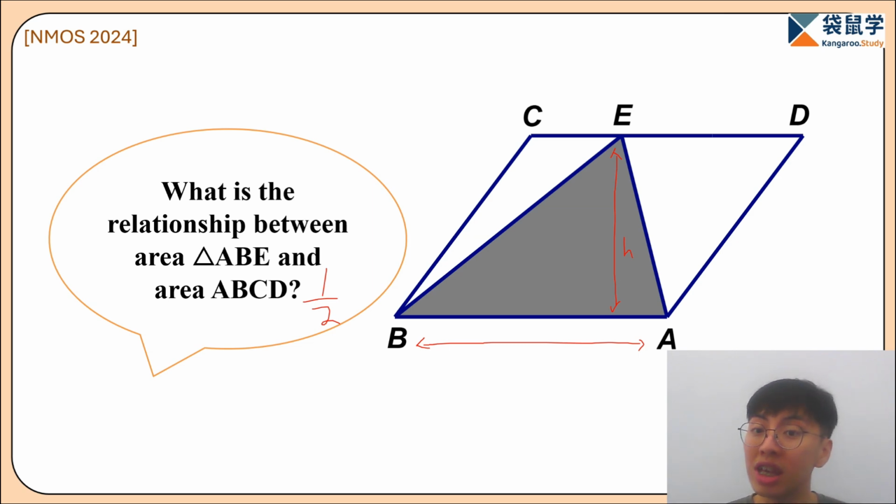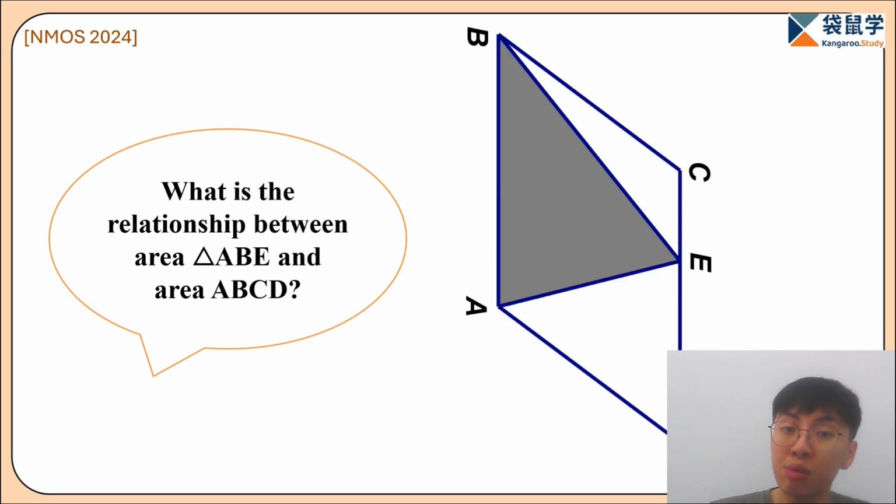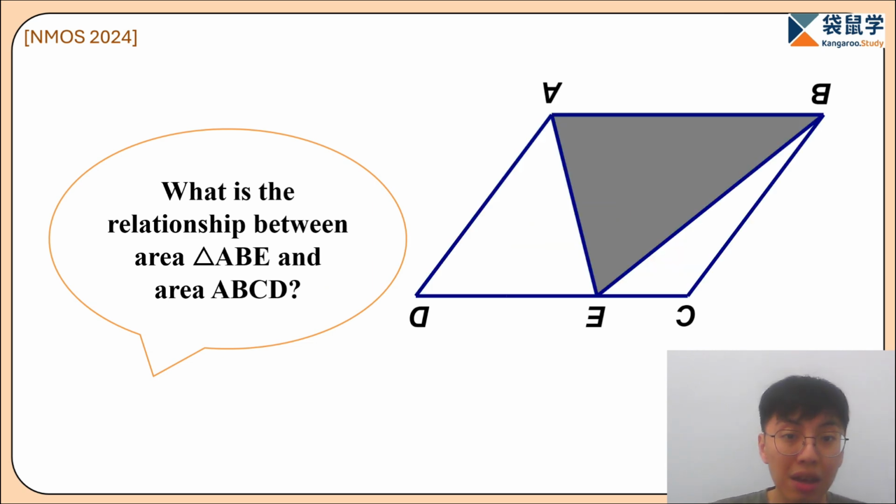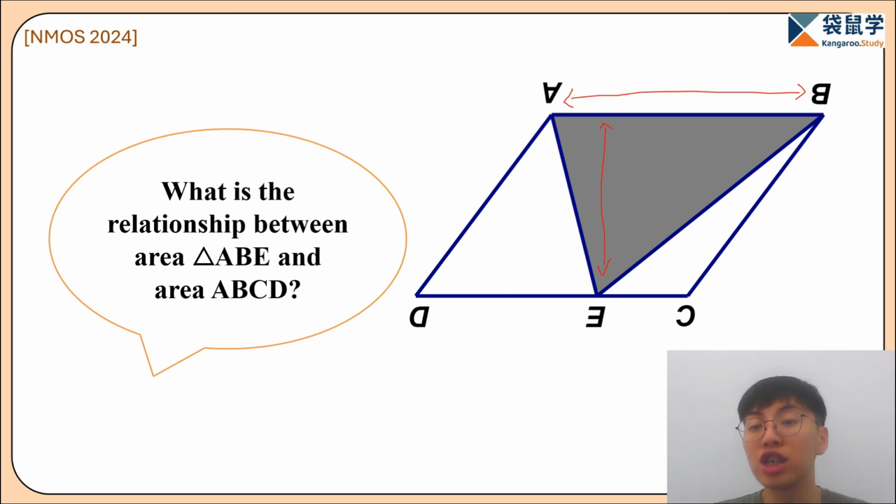And actually, regardless of how we rotate the triangle, we rotate it this way, or we continue rotating it this way, what do we realize? We realize that because the base and the height do not change, its area will still be just half of that of the parallelogram.